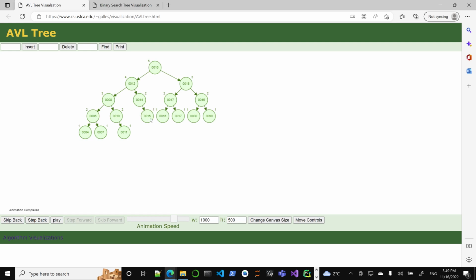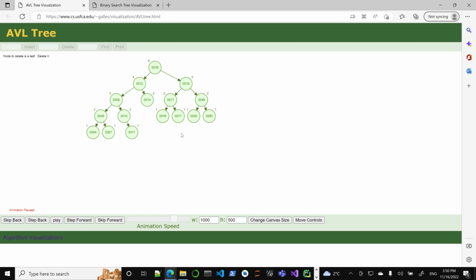So before 15, was there any problem there? Yes, there will be a problem. Why? Let's delete 15 here. That will be more interesting. Let's delete 15. What's the problem? The problem will be that this will have height 1, this will have 1, 2, 3. So let's see. Okay, now we need to fix it.